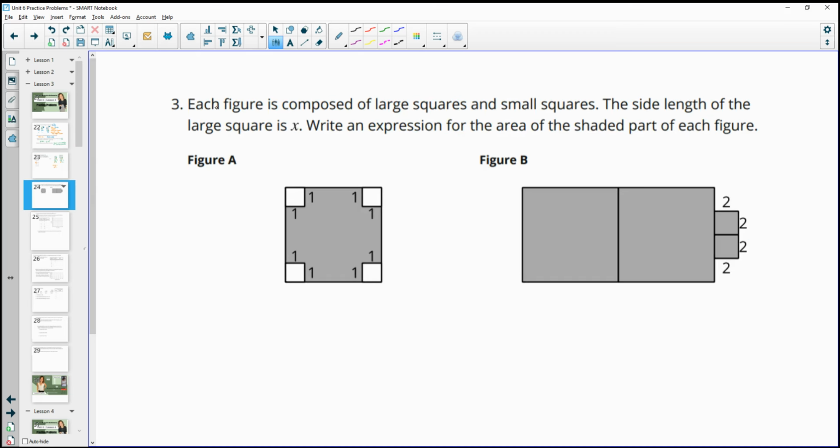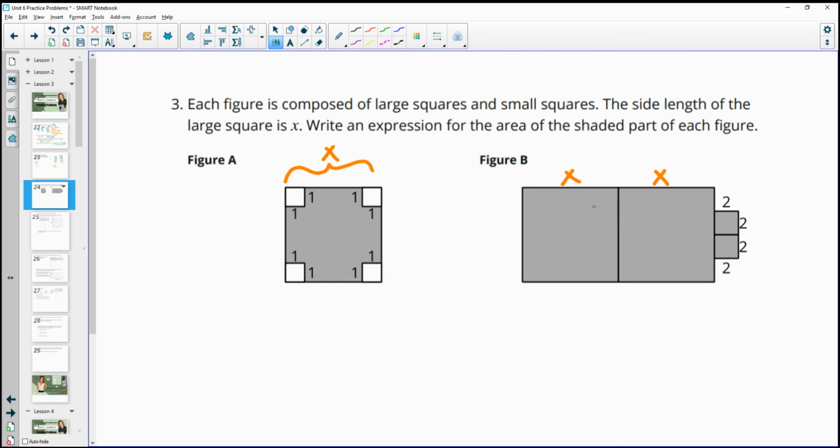Number 3, each figure is composed of large squares and small squares. The side length of the large square is x. So this big square here is x, this one is x, and this one is x. Write an expression for the area of the shaded part of each figure.